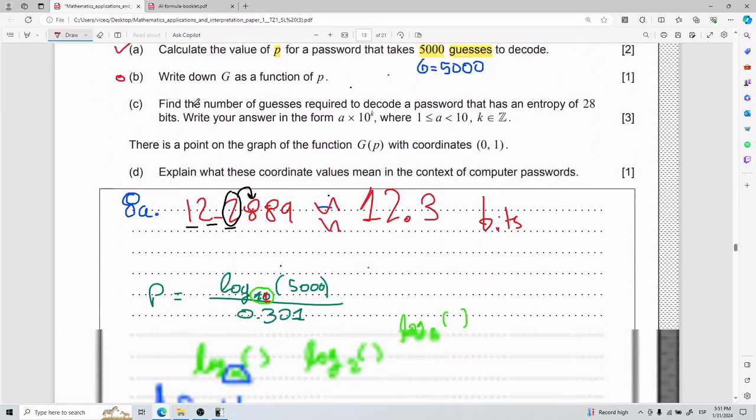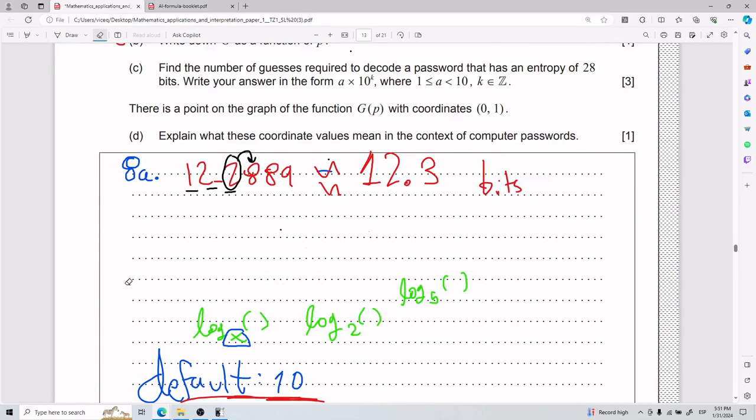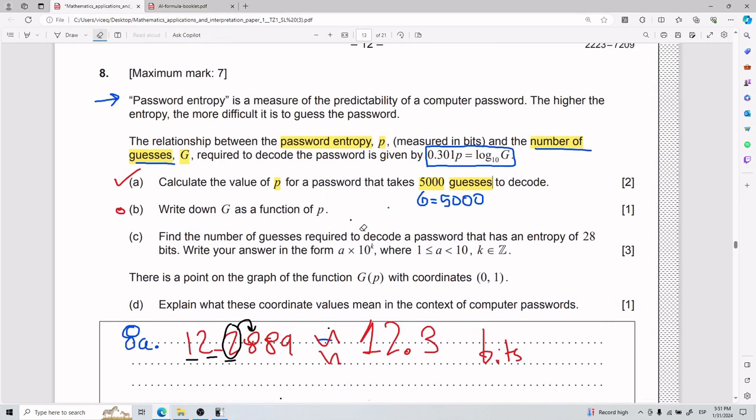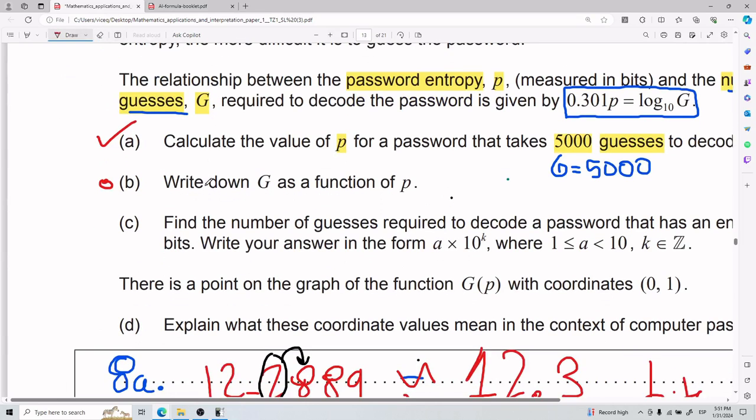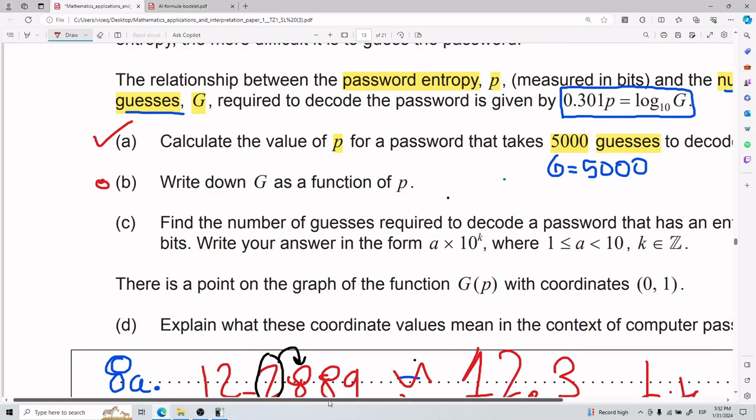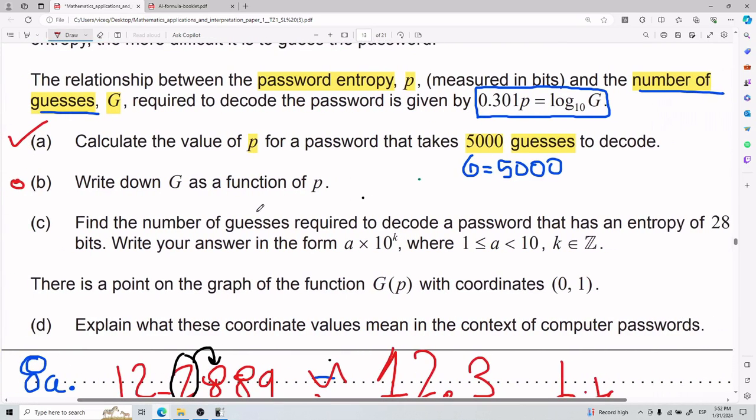For part 8B, okay, let me make a little bit of space. For part B, we have write down G as a function of P. Now, a lot of people here are like, what is this saying? See? So when they tell you write down G as a function of P, it's basically like, get me an equation where I can express G in terms of P. You know when they talk about in terms of? Okay, this is the same. Maybe that's a little bit more friendly. It's the same as if they told you, write down G in terms of P. It's literally the same thing.